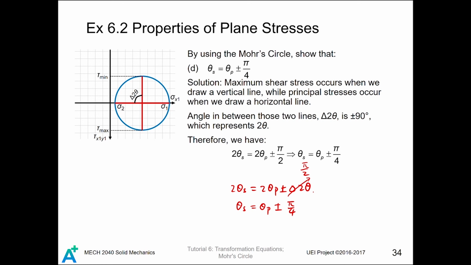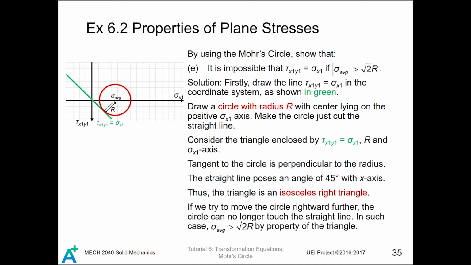Because no matter how you rotate this line, counterclockwise or clockwise, you are able to draw those two lines. It is impossible for the shear stress to equal the direct stress if the average direct stress is greater than square root 2 of r. I've written a lot of explanations here, but you can try to understand this by using our graph. Firstly, let's draw tau x1 y1 equals sigma x1, this straight line, okay?